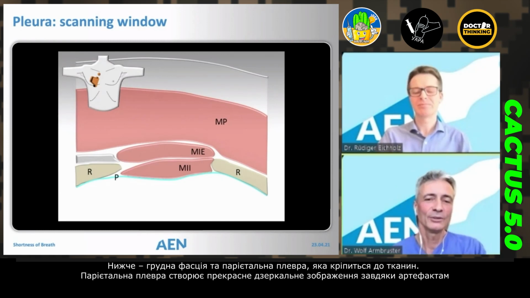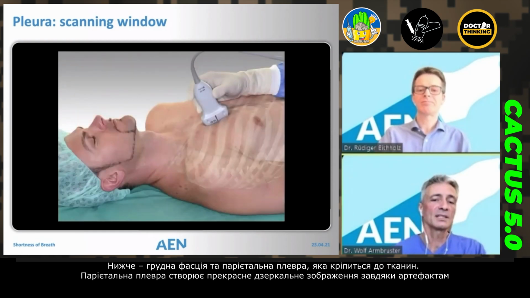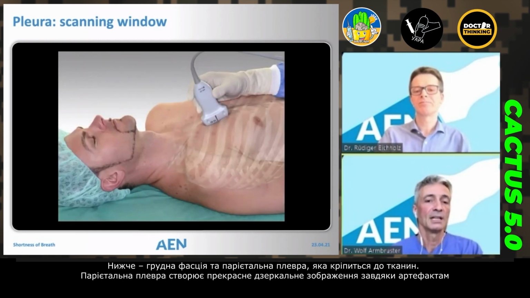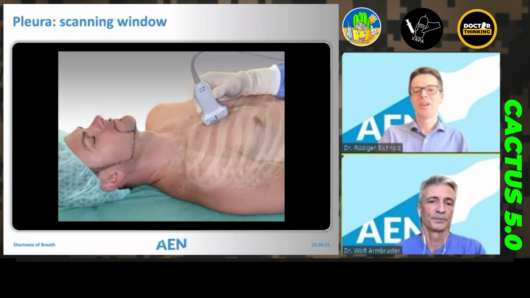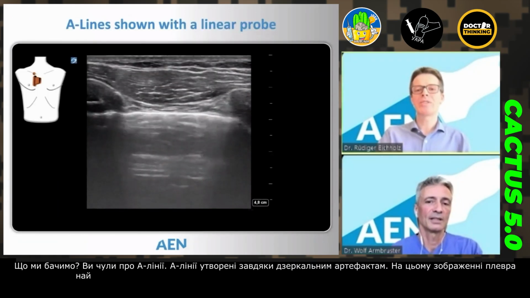And below, you have the thoracic fascia and the pleura parietalis that are fixed on each other and to the tissues. And this pleura parietalis is doing the perfect mirror image. Error means because it's artifacts, the mirror image of the chest wall below the picture. So let's have a look at what we see.